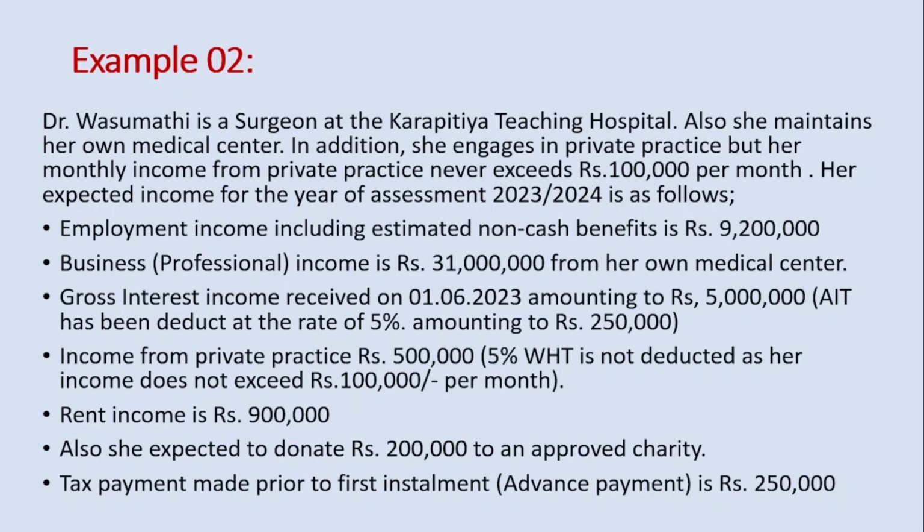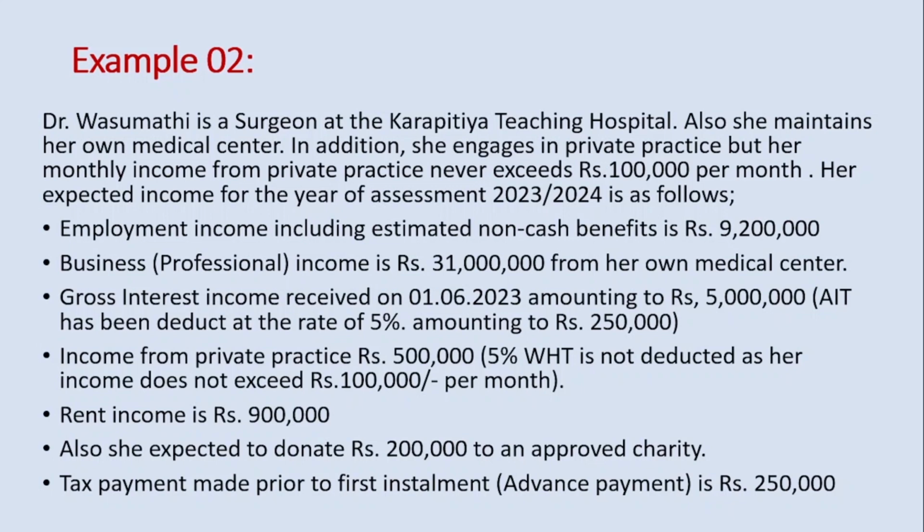Dr. Vasumati is a surgeon at the Karapitiya Teaching Hospital. That means she has an employment income. She is an employee of this Karapitiya Teaching Hospital. Then she also maintains her own medical center. That is a business. In addition, she engages in private practice, but her monthly income from private practice never exceeds 100,000 per month. That is also business income. Her expected income for the year of assessment 23-24 is as follows.